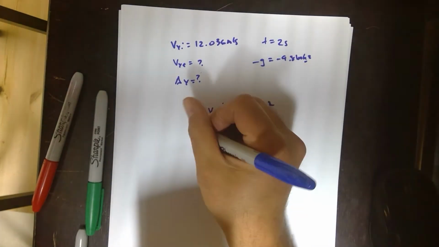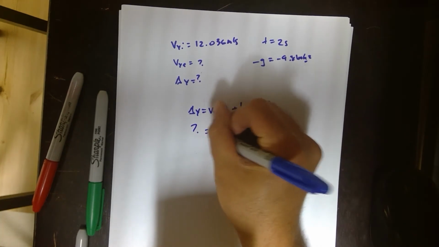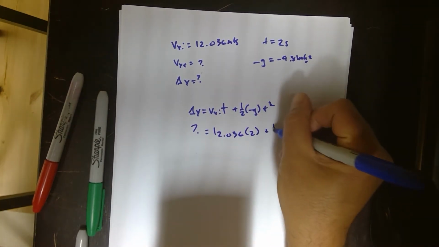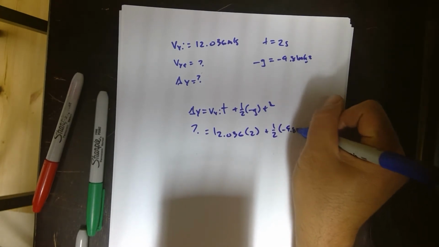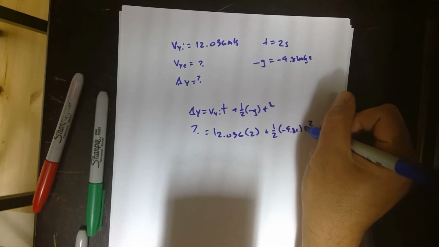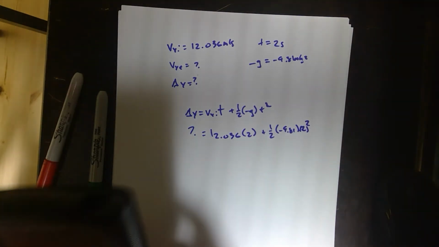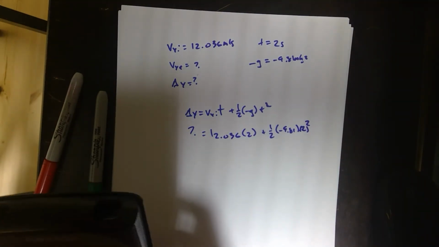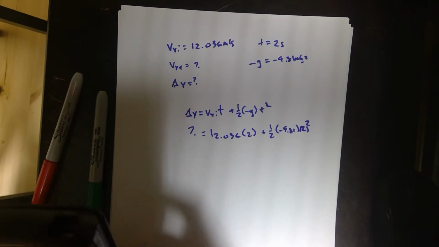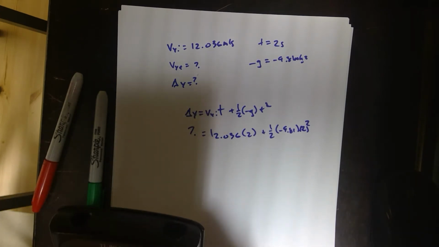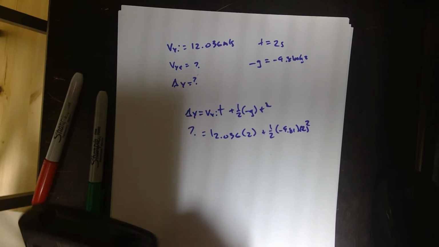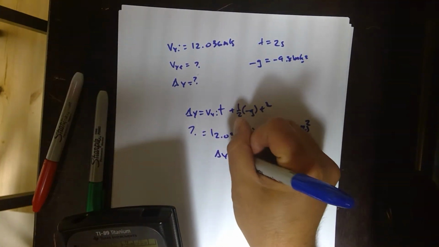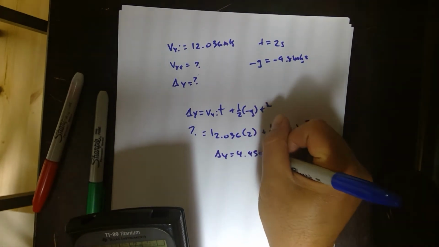Delta Y, don't know what it is. 12.036 times 2, plus 1/2 times negative 9.81 times 2 squared. Got all our numbers here. And let's see what we end up getting. Alright, now if I type them in correctly, let's see. I get delta Y equals 4.45 meters.